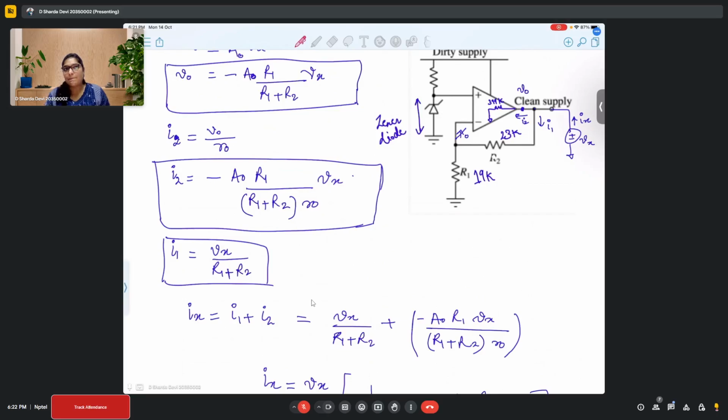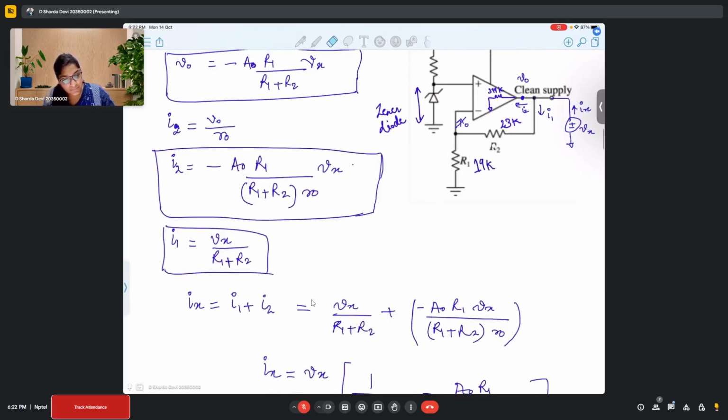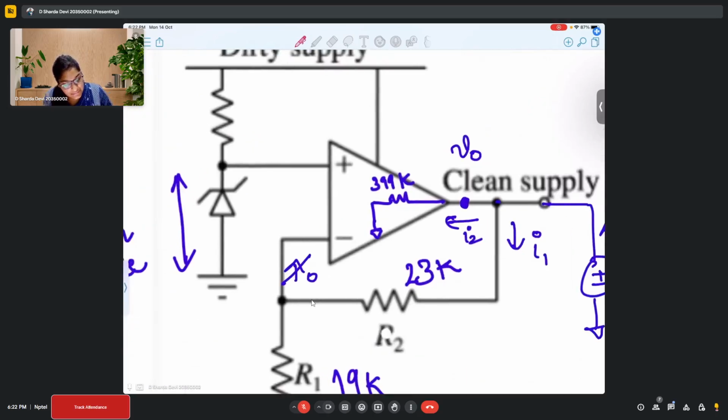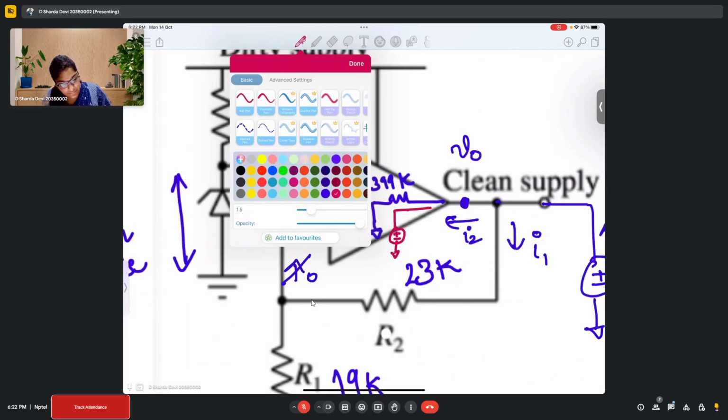Yeah, so wouldn't the analysis change if we include the voltage dependent voltage source, let's say A into VD, right? So that should be the A naught into VD. So the current would be then... So basically, here what you are trying to say is, rather than just this, there would be this with A into VD and then R naught, which is 399K, in series with it.